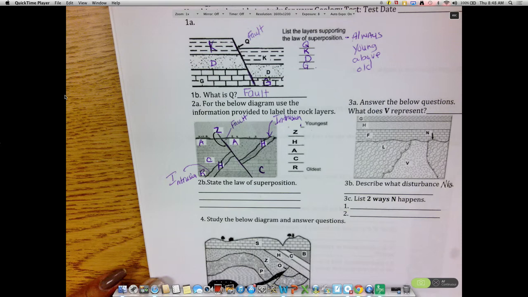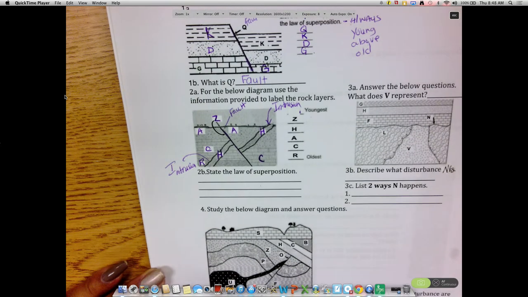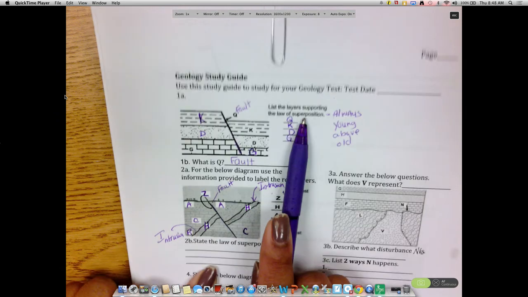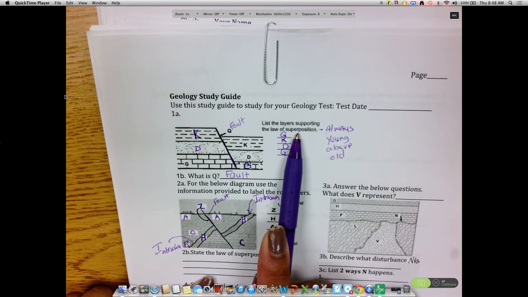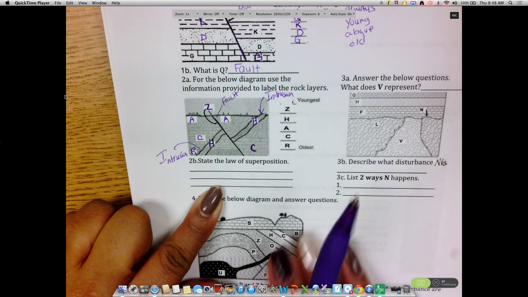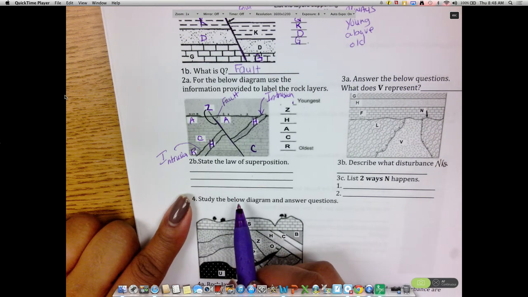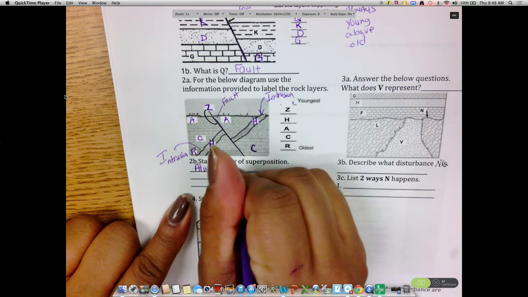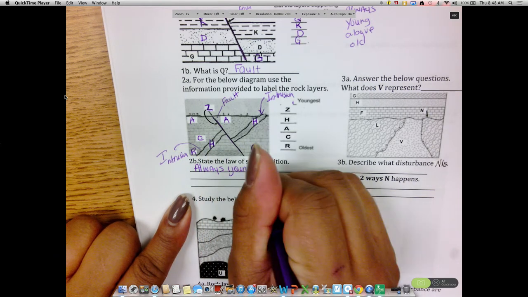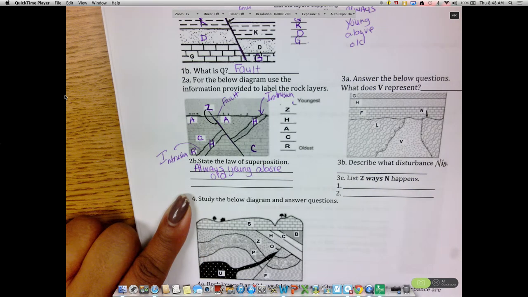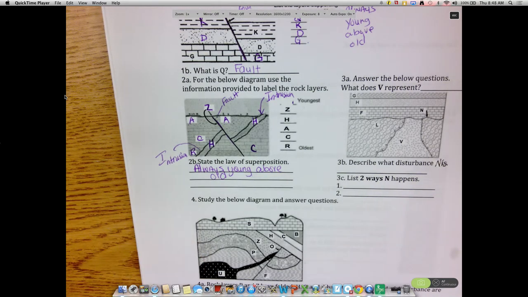Everyone good with this? All right. State the law of superposition. Well, you did that up at the very top because you knew you needed to know what the law of superposition was to be able to figure this out. So down here, Passion, what's the law of superposition? If you write that, that is perfectly fine. Always young above, old. Always young what? Young layers above older rock layers.